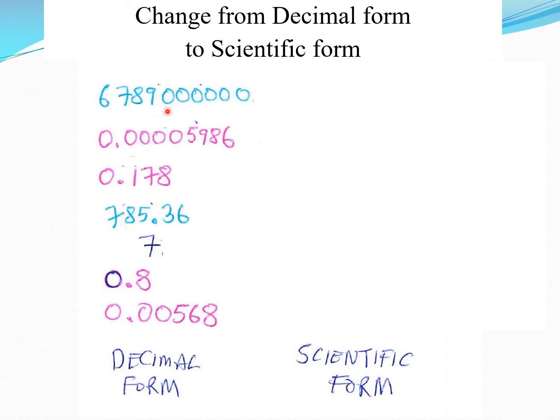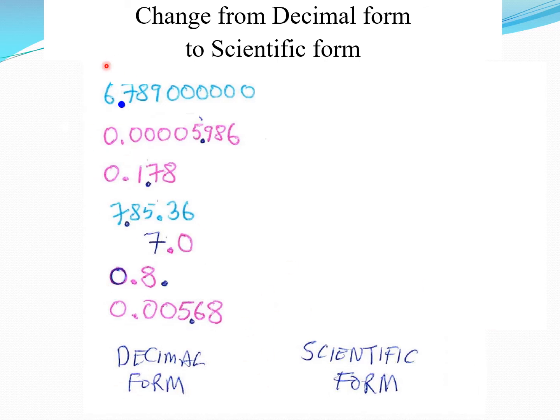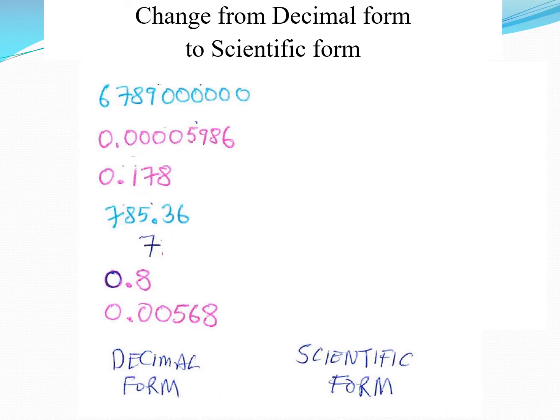Okay, so here are some questions for us to be thinking about now. Change these numbers from decimal form to scientific form. So again, we're looking at getting the first part of the figure in scientific form, and we'll do that for the whole of them first. So this one here, the first part of the figure will look like 6.789 by 10 to the power of something. This one will look like 5.986, 1.78, 7.85, that one doesn't change, 8 point something, 5.68. So we have an idea what the first part of the figures will look like in scientific notation.